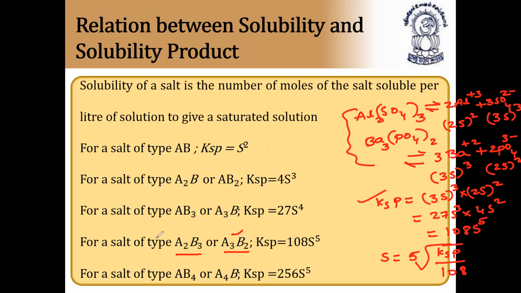So for the fourth type of salt, it is A2B3 or A3B2. A2B3, aluminum sulfate Al2(SO4)3, changes to form 2 moles of Al3+ plus 3 moles of sulfate ions. So it is changing to 2S whole square, 3S whole cube. And barium phosphate, that is A3B2, where A is barium and B is phosphate here. So 3 moles of barium 2+ ions and 2 moles of phosphate 3- ions. On multiplying, 3S whole cube into 2S whole square. Anyway, this is the same. So Ksp for this type of salt is equal to 108 S power 5, and solubility becomes the fifth root of Ksp by 108. So this is the concept here.